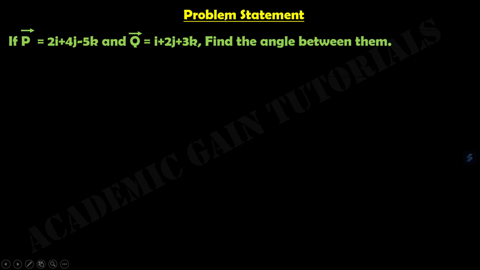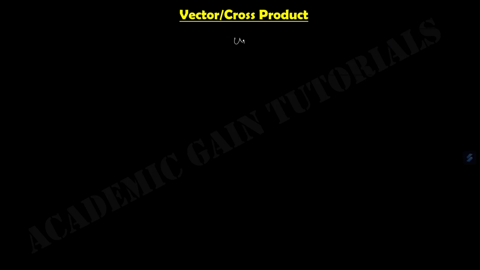Now, we'll talk about the cross product of unit vectors. What are unit vectors? First of all, let me draw a three-dimensional frame. This is the x-axis, this is the y-axis, this is the z-axis. And we know the unit vector along the x-axis is i cap, the unit vector along the y-axis is j cap, and the unit vector along the z-axis is k cap.